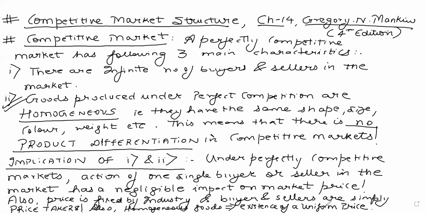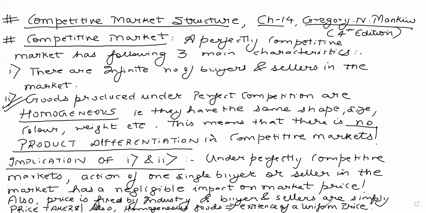When will the price be different? Price will be different if consumers can differentiate between the goods. If consumers can differentiate between the goods on the basis of quality or shape, size, color, then it makes sense to charge different prices for different goods. But under perfect competition, goods are homogeneous, they are exactly identical. Now, since they are exactly identical, it makes all the more sense to charge a uniform price for all the goods.